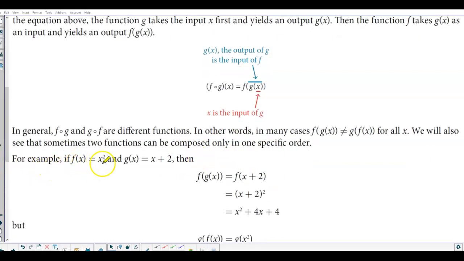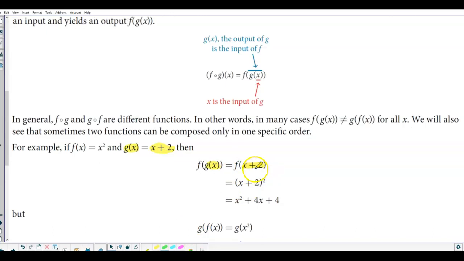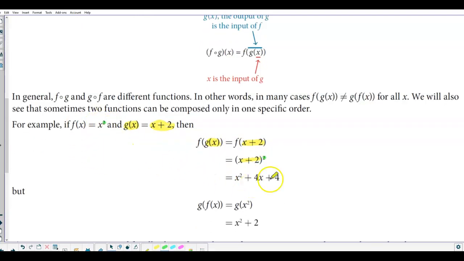It says if f of x equals x squared and g of x equals x plus 2. In this composite function f of g of x, I want you to pay close attention to the input. The input is g of x. Well, what does g of x equal? It equals x plus 2. So we're going to replace g of x with x plus 2. Now this x plus 2 becomes the input of f of x. It replaces the x, and then you square it. So this x plus 2 is squared according to our f of x function. When we square that, we get x squared plus 4x plus 4.